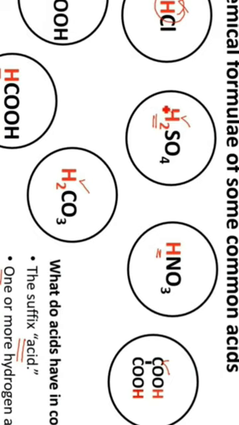How will they divide in water? They will dissociate as H+, which is called a cation, and Cl-, an anion. So what do acids have in common? The word acid and hydrogen atoms.